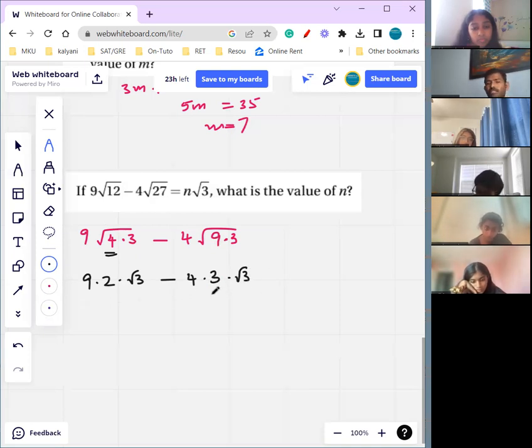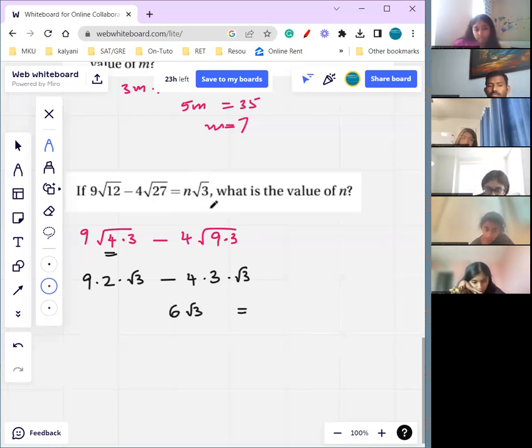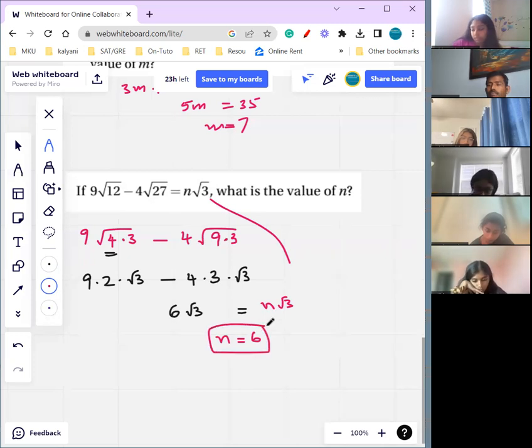If you don't understand, please ask. This is, again, I have mentioned to you many times, this is for you, not for me, okay? And I want you to feel comfortable with whatever I work and show you. Now this is 18 radical 3 minus 12 radical 3, which is basically 6 radical 3, okay? Which equals what they gave you, n radical 3. So if I compare these two, n is positive 6. Good to go? That's it. That's all we gotta do, okay? Good, good work.